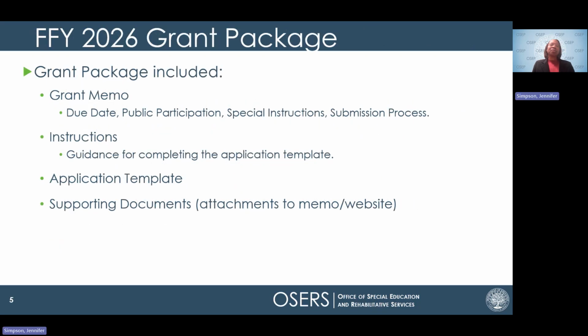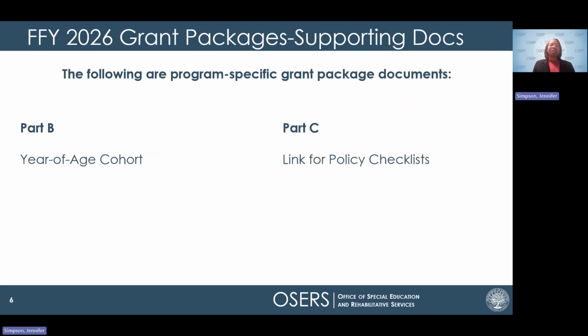With the grant package materials, you were given the following: the grant memo, which contains some important updates and information related to FFY 2026, instructions for the application template, the application template itself, and then references to supporting documents. For Part B, the package contained an attachment, which was the year of age cohort, which was the document that specified the age range for FAPE in every state. And for Part C in the application memo, there was a link to policy checklists. So these are reference documents that Part C programs can use when making revisions to policies and procedures.